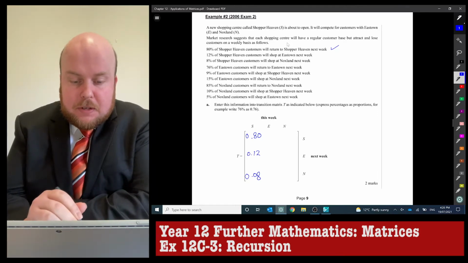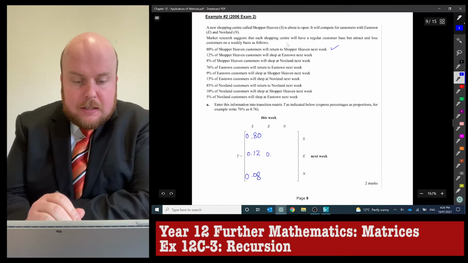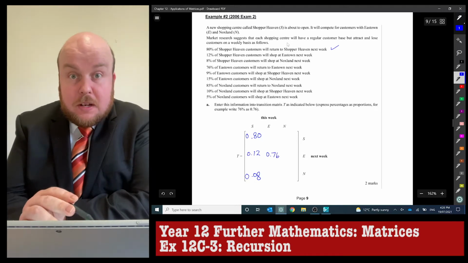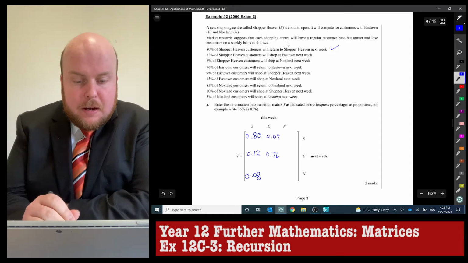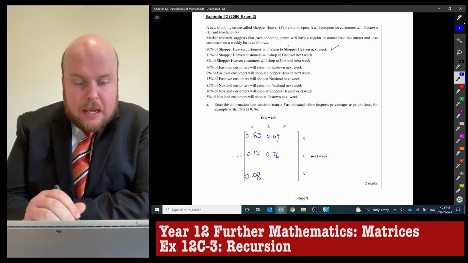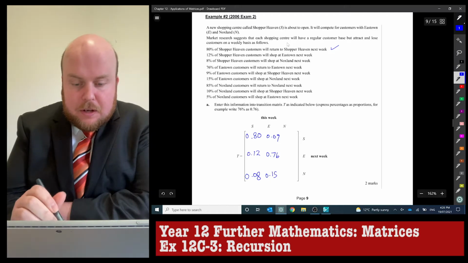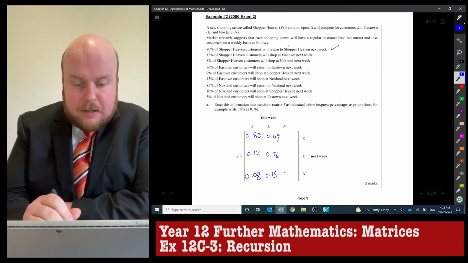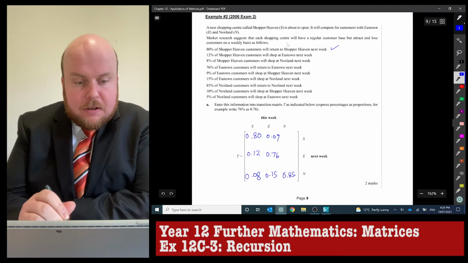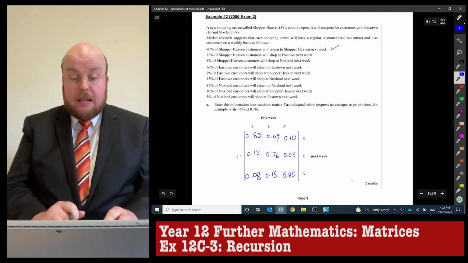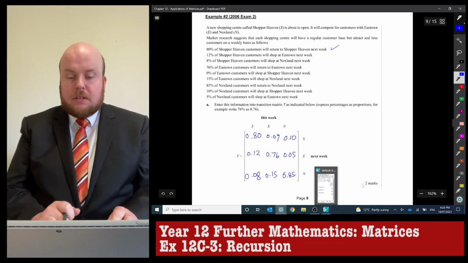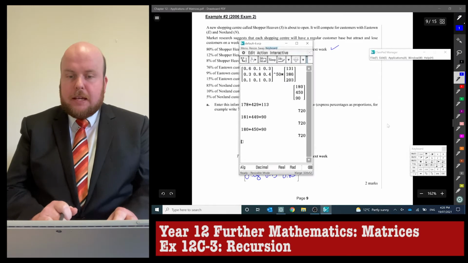76% of Easttown will return to Easttown. So here's our first trap, because some people might just fill in the columns like that. 0.09 will go to Shopper Heaven, and 0.15 will go to Knoxland. 0.85 stay with Knoxland. 0.10 will go to Shopper Heaven, and 0.05 will go to Easttown. So again, we're going to load this up into our CAS because we're going to have to do a calculation with it.